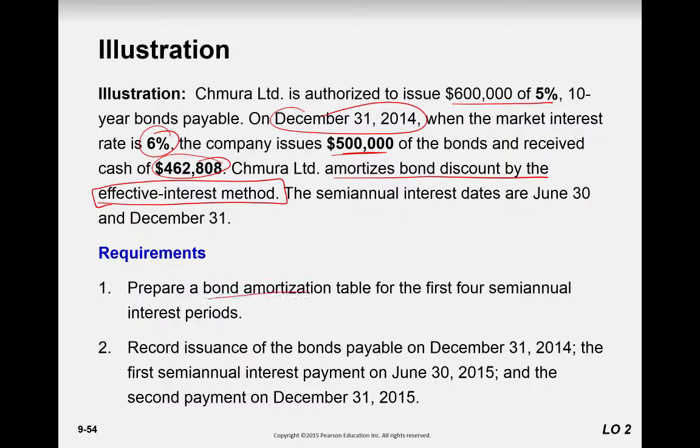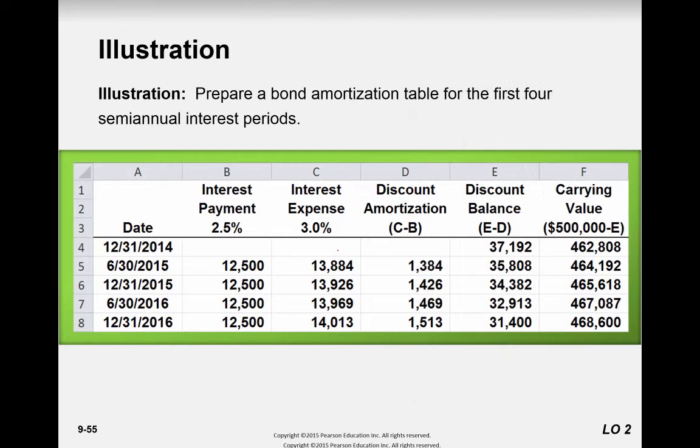So we're going to actually prepare the amortization table, and they're only telling us for the first 4 semi-annual interest periods. And then we're going to record the issuance of the bond on December 31st, 2014, the first semi-annual interest payment and the second payment in December.